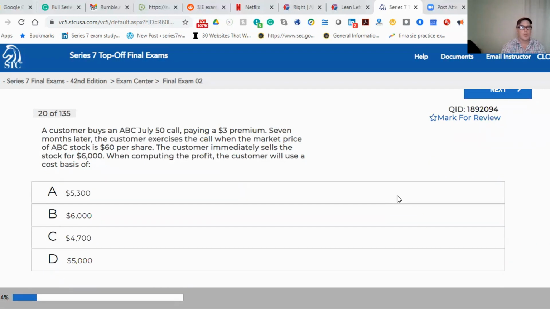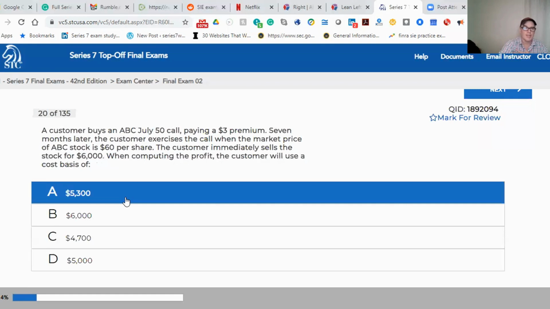Okay. So when they're computing the profit, the customer uses a cost basis of, okay, remember this. When you buy a call or sell a put, break even is cost basis. When you buy a put or sell a call, break even is proceeds. So I'm going to say I buy a 50 call at 3. That is my break even, 53, because that's buying a call. So my break even is going to be my cost basis. Buying a call, selling a put, break even is cost basis. Buying a put, selling a call, break even is my proceeds.